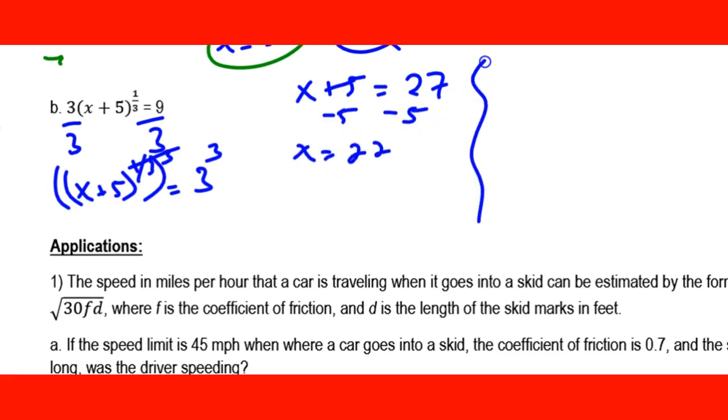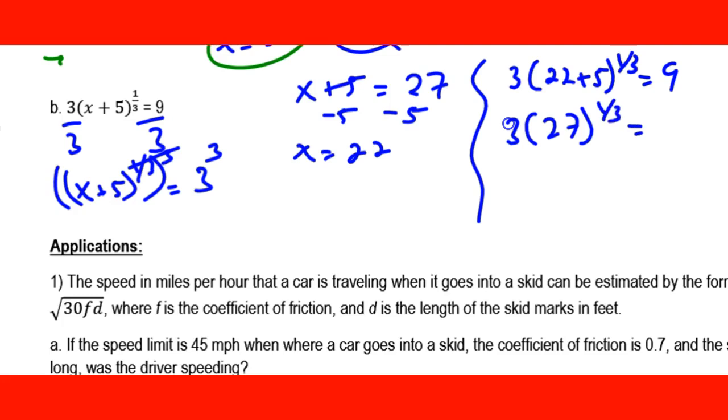Now, of course, you've got to check yourself. So what you do is 3 times 22 plus 5, raised to the 1/3, equals 9. 22 plus 5 is going to be 27, raised to the 1/3. 27 to the 1/3 is going to be 3. 3 times 3 is 9, so 9 equals 9, therefore this checks out.